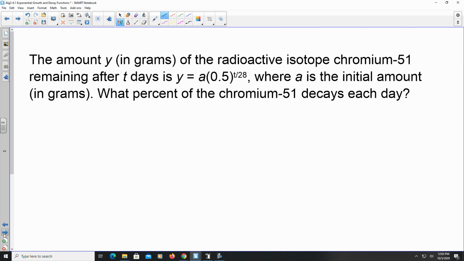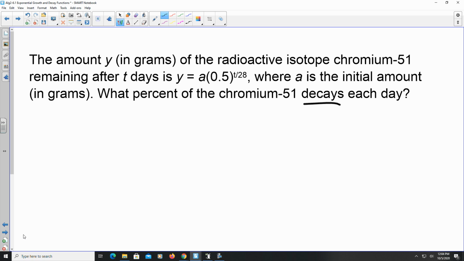Here it says the amount y in grams of a radioactive isotope chromium-51 remaining after t days is y equals A times 0.5 raised to the t over 28 power, where A is the initial amount in grams. What percentage of chromium-51 decays each day?